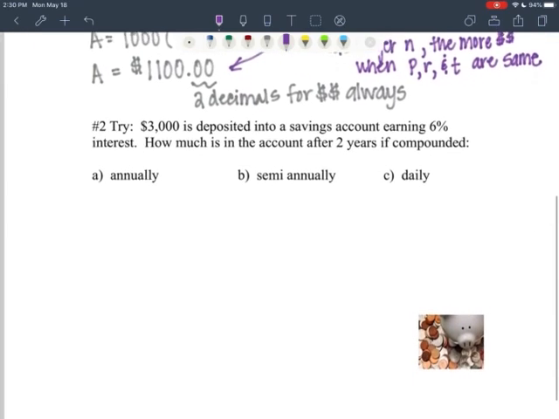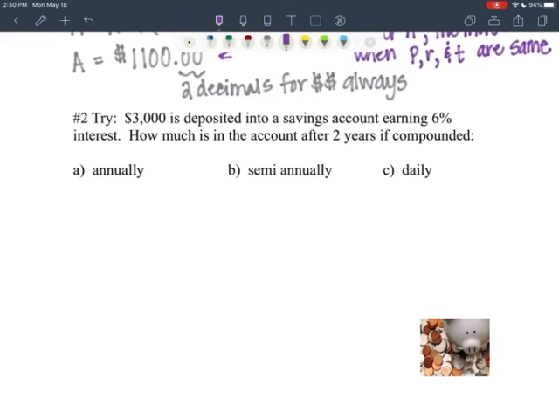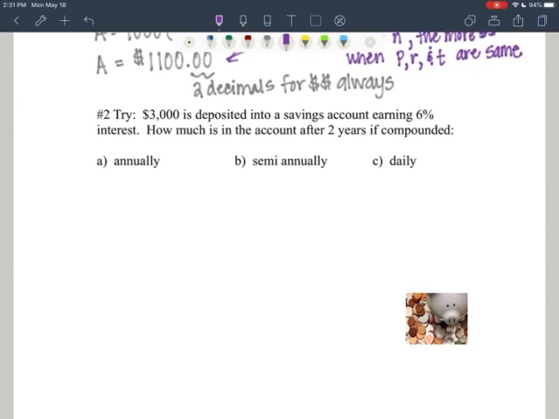This next one is going to be a try, and we're going to try 3 different values. When we come back in the next video, I'm really going to just give you the answers. And then we'll move on to a couple more problems where we're talking about compounding continuously.